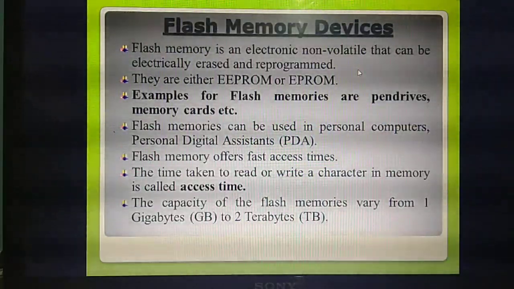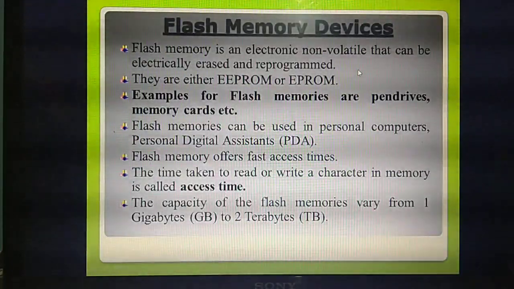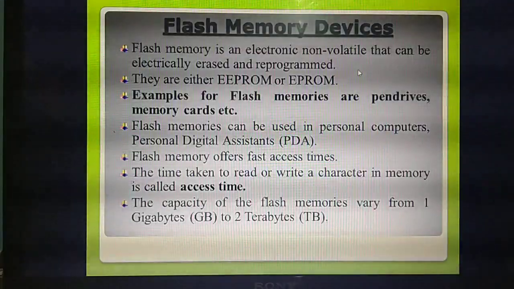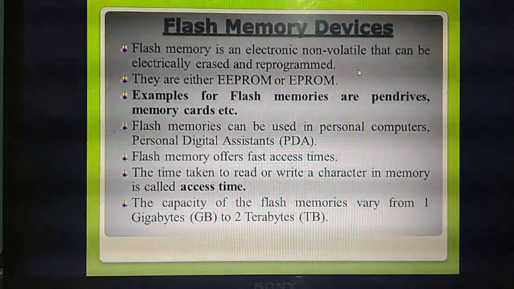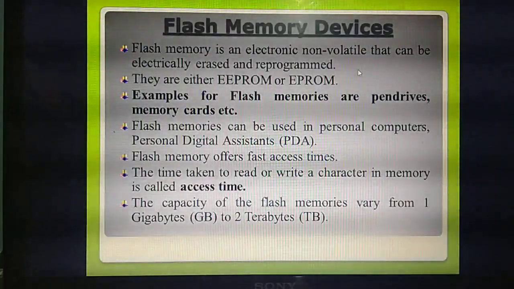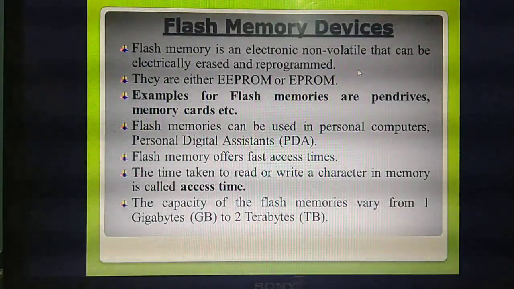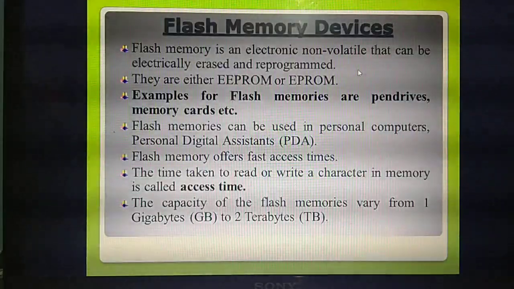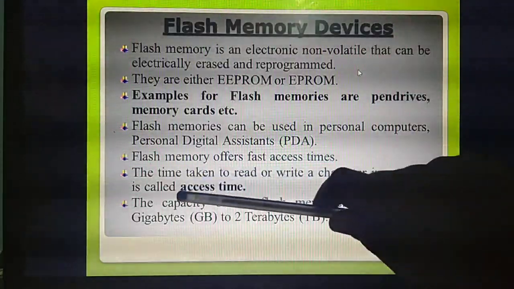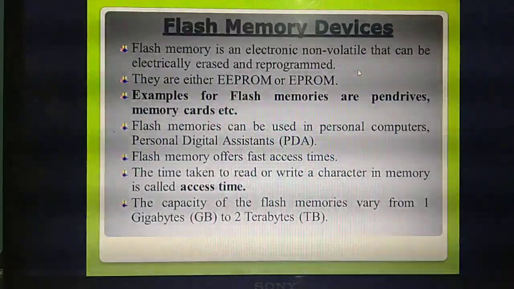Understand? So compared to other memory devices, you are able to access the data inside this flash memory very fast. So what do you mean by access time? Important 2 mark questions. Sometimes they will ask for 1 mark also. What do you mean by access time?